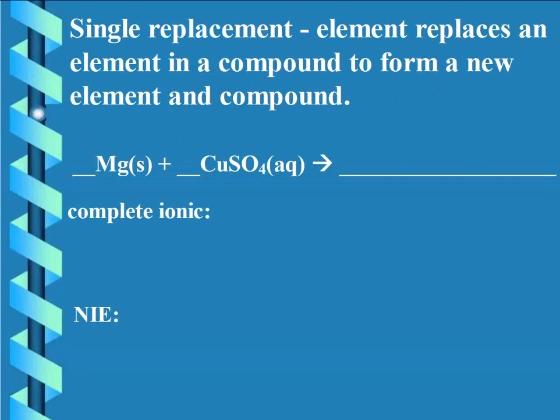In a single replacement reaction, an element is going to replace an element in a compound to form a new element and a compound. In this case, magnesium is a +2, sulfate is a -2, so copper's a +2. The element is trying to get into the compound, so magnesium is trying to replace copper. Since magnesium's plus, it can replace the positive ion.